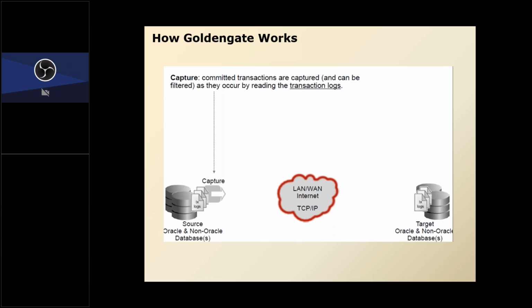So Goldengate is a product which replicates the data from source to target. So on source, you have Oracle or any non-Oracle database. So the source database can be Oracle or any non-Oracle database. Similarly, your target database can be Oracle or any non-Oracle database.